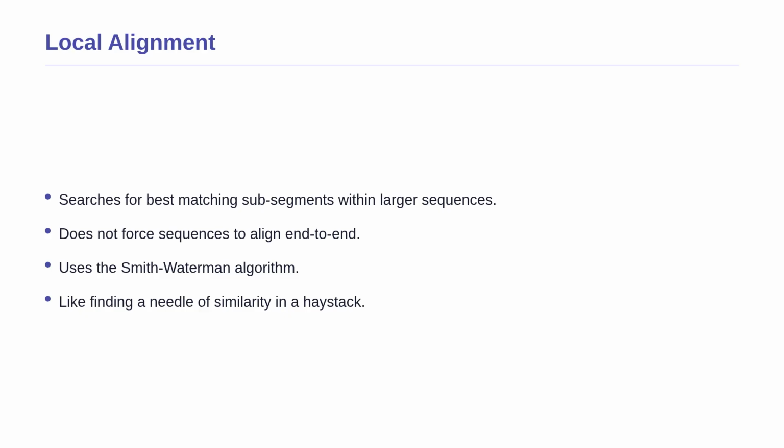Instead of forcing two entire sequences to line up from end to end, local alignment searches for the best matching subsegments hidden within larger sequences. It is like finding a needle of similarity in a haystack of genetic data.